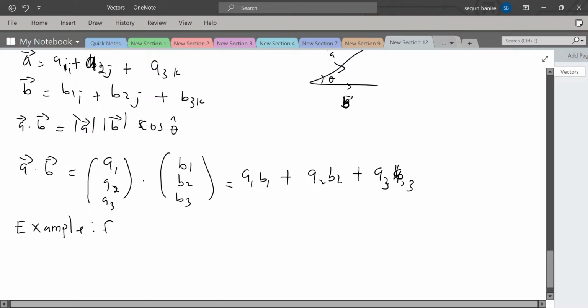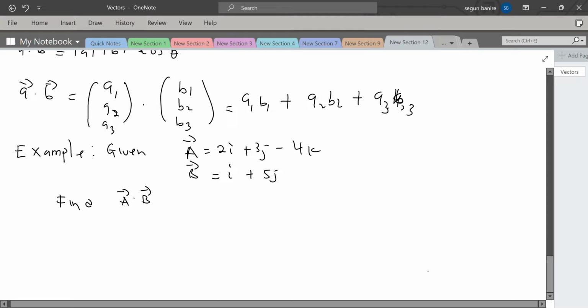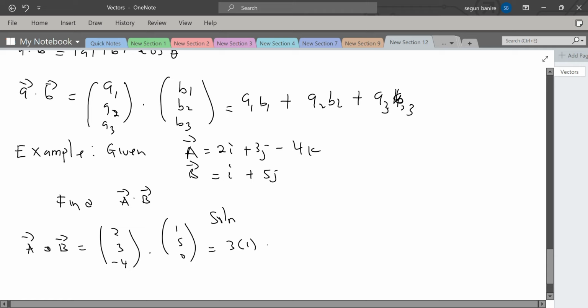So, solution. A is given to be that. So A dot B now, let's just go straight to the point. It will be (2, 3, -4) dot (1, 5, 0). So that is 2 times 1, plus 3 times 5, minus 4 times 0.